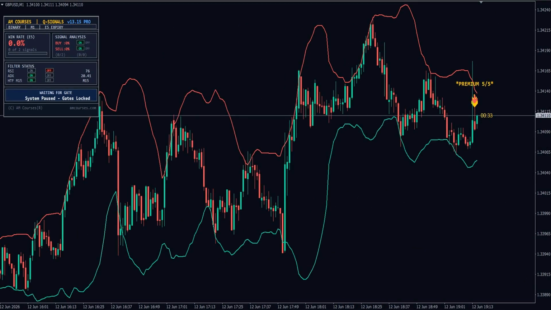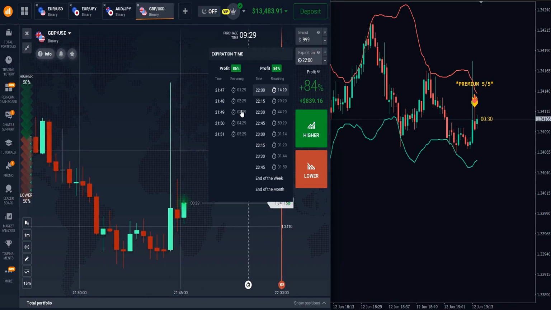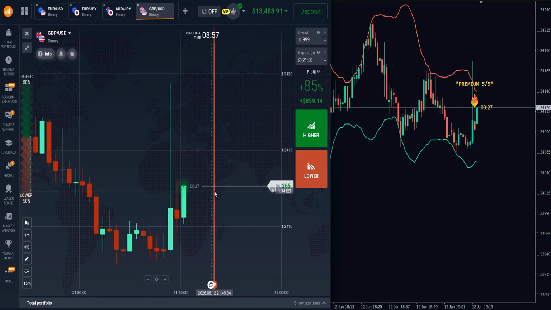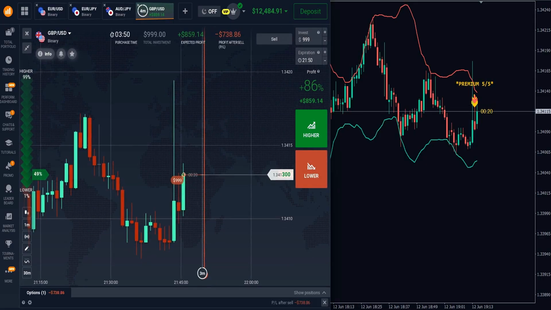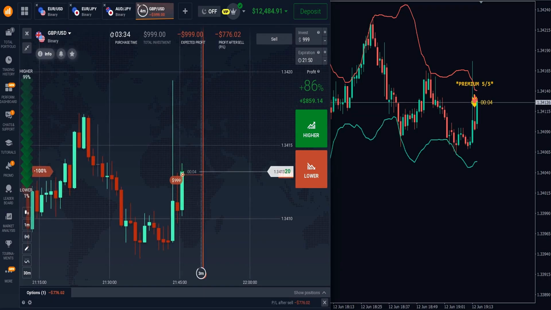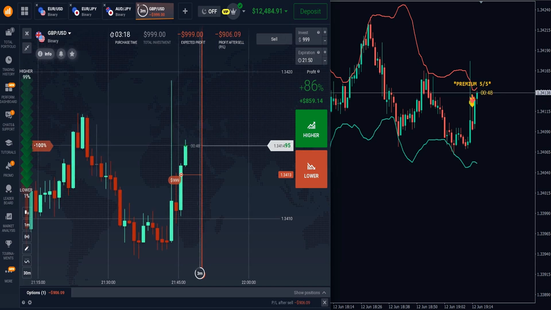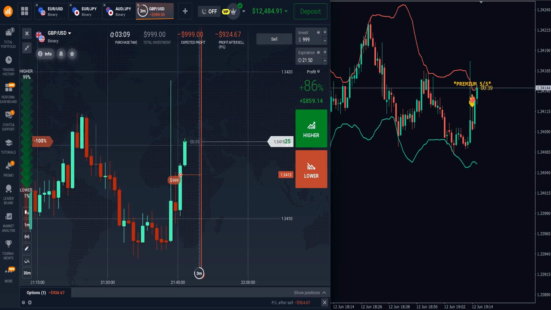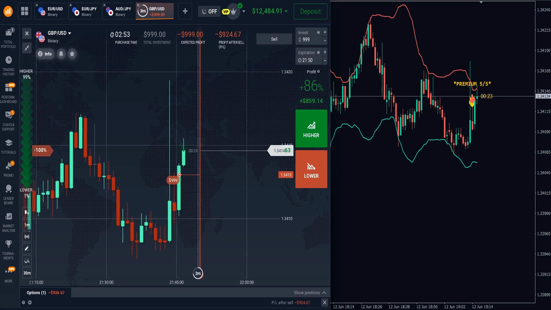So here's our second trade of today's session. Look at this signal. The indicator just gave us a premium 5 out of 5 rating, which, as I explained earlier, is the highest confidence score this system can generate. You can see the yellow arrow pointing down right at this candle, and that's our cue for a sell entry. Based on that signal, I've gone ahead and placed a lower trade on IQ Option, with the expiration set to align with our 1-minute chart and 5-minute window.